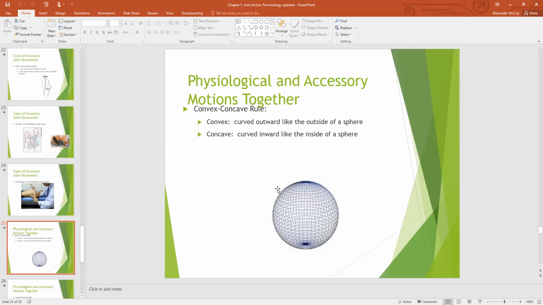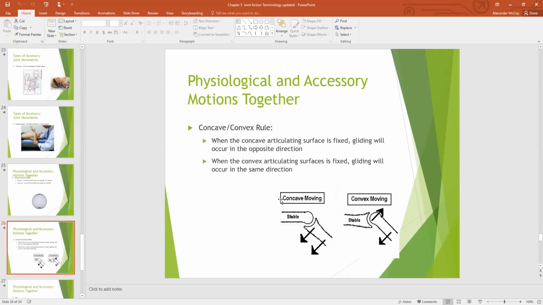So let me say that again. Convex, so this is the outward curvature like the outside of the sphere, versus concave, inward, inside of the sphere. And I'll say this a little bit differently here in a second. So when the concave, I always think of this as like a cave. It's indented, you have to go into it. When the concave articulating surface is fixed, so it's not moving, it's right here. The concave, so the one that goes inward, remember concave goes inward, does not move, it's stable.